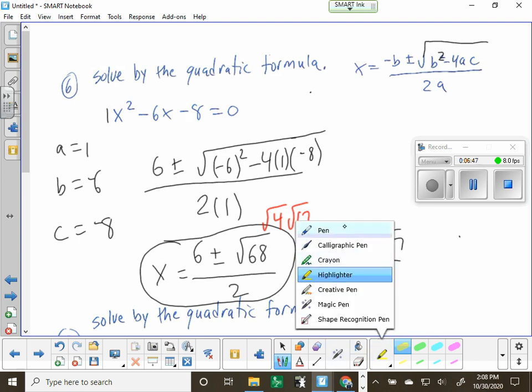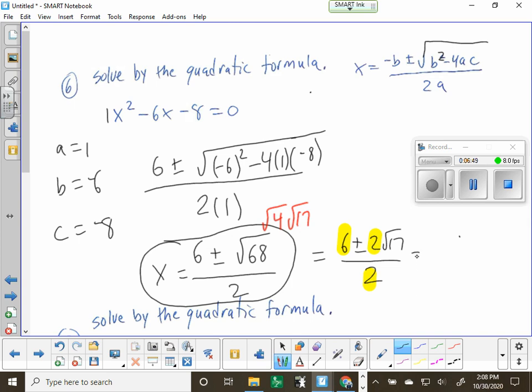Back to the pen tool. And so the answer would be 3 for this, and then plus or minus. 2 divided by 2 is 1, so I don't need the 1 there. Square root of 17 over 1, or you don't need the 1 on the bottom. So this is the best answer: 3 plus or minus the square root of 17.